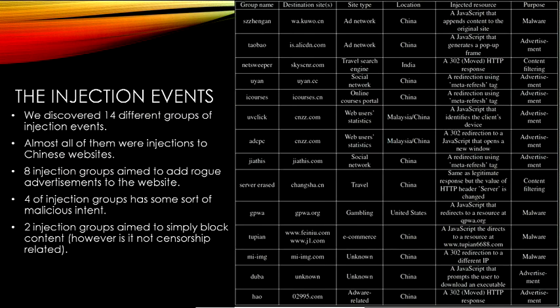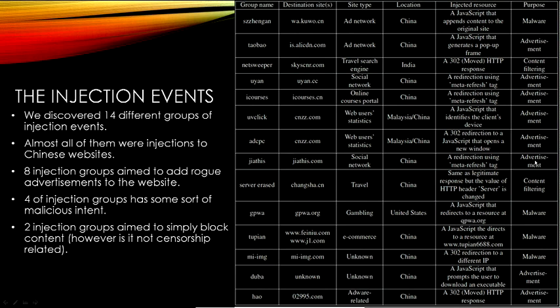And this is the table that summarizes all the injections we have found. We divided them into 14 groups based on the injected resource. Here you can see in this column the destination site, which is actually the site, the content of which was altered by the injection, the location of the site or the web server. As you can see here, many web servers are located in China. So this gives the first clue that the injectors are located also in China. The injected resource and the purpose of the injections.